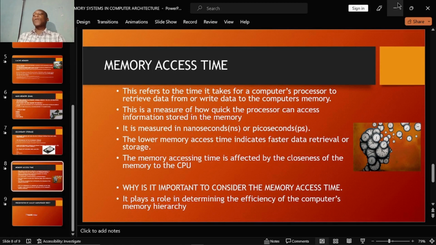And what causes the difference in speed is the nearness of the storage component to the CPU. If we take note of what I mentioned earlier, I said the register is located inside the CPU. So that is one reason why it is the fastest memory system, followed by the cache memory, the main memory, and the secondary memory. And the secondary memory is the slowest because it's nowhere near the CPU compared to the cache memory and the register memory.